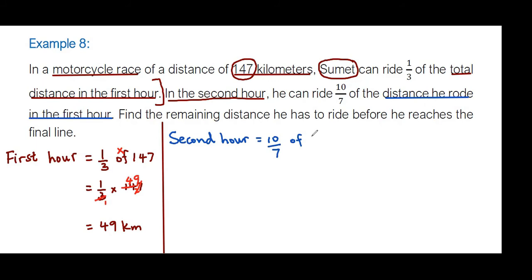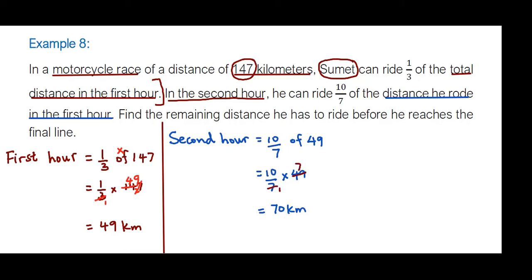49. Very good. 10 out of 7 of 49, because in the first hour, he rode 49 kilometers. So this means that we have 10 out of 7 times 49. How many kilometers are those? 70. 70 kilometers. Yes, because 49 divided by 7 we get 7, and 7 times 10 is 70.